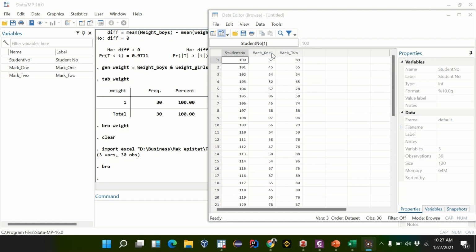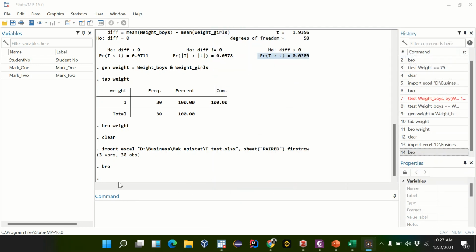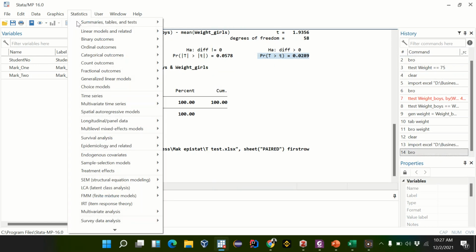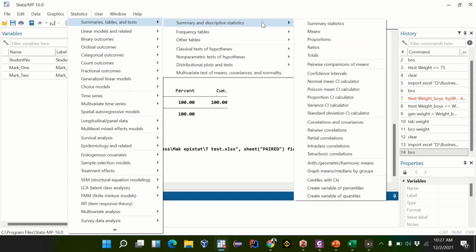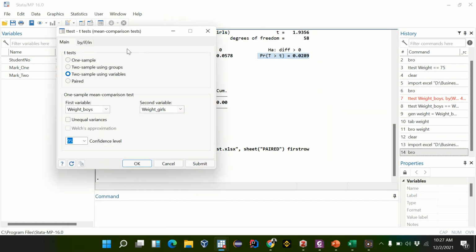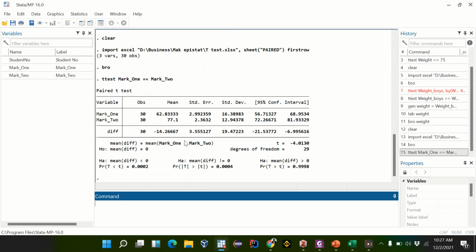So we want to see if the mean mark in the first test is statistically different from the mean mark in the repeat test. So we go and use a paired t-test: statistics, classical tests, t-test, and we say paired. The first variable is mark 1, second variable is mark 2. So these are the means, observations, mean, standard deviation. This is the difference of the mean. This is standard error, standard deviation.